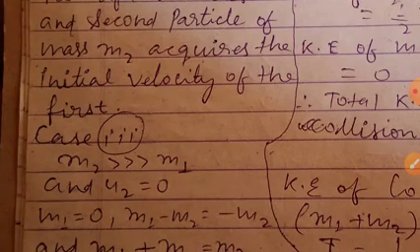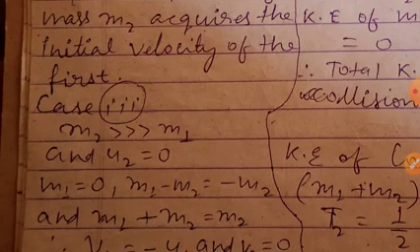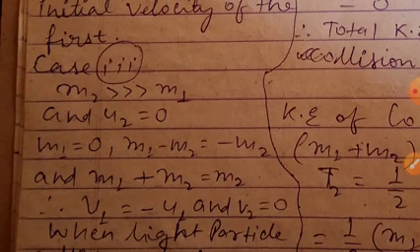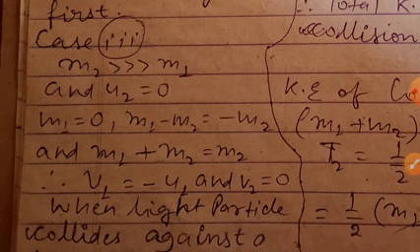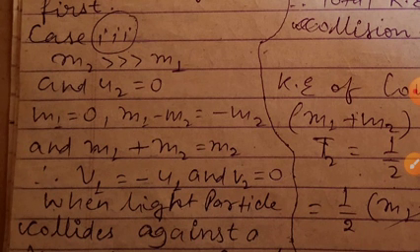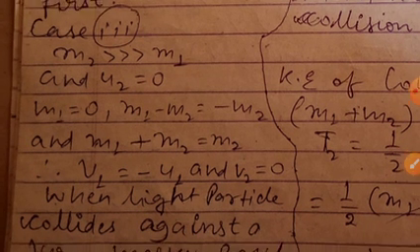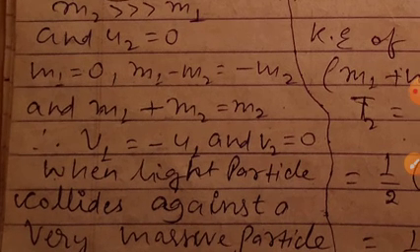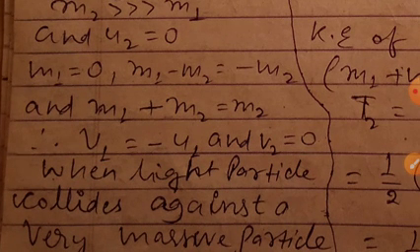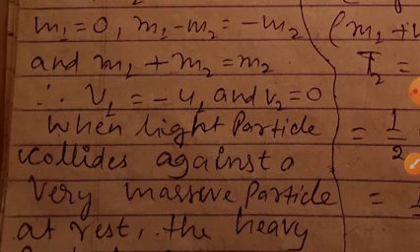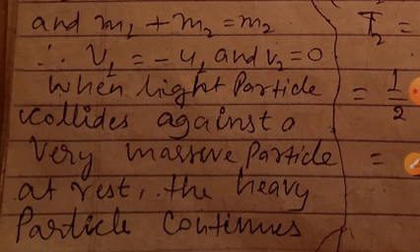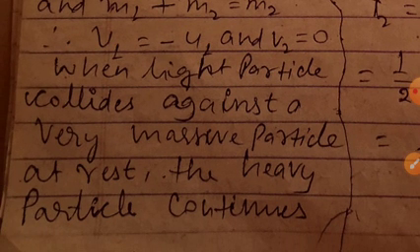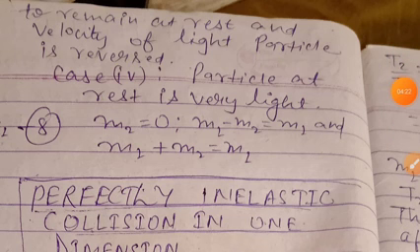Now what is case third? m2 is very very greater than m1 and u2 is equal to 0. Then m1 is approximately equal to 0, m1 minus m2 is equal to minus m2 and m1 plus m2 is equal to m2. Since v1 is equal to minus u1 and v2 is equal to 0, when a light particle collides against a very massive particle at rest, the heavy particle continues to remain at rest and the velocity of the light particle is reversed.